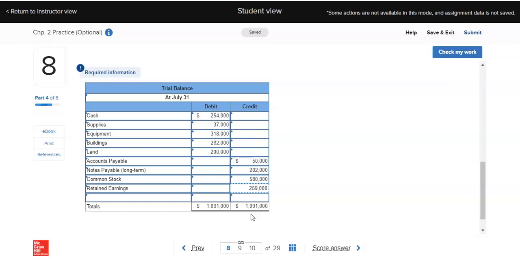So again, the trial balance is performed at the end of the accounting period before you prepare your financial statements. We copy down the name of each account and its ending balance, the one number that represents the account, to see if the accounts with debit balances equal the accounts with credit balances.